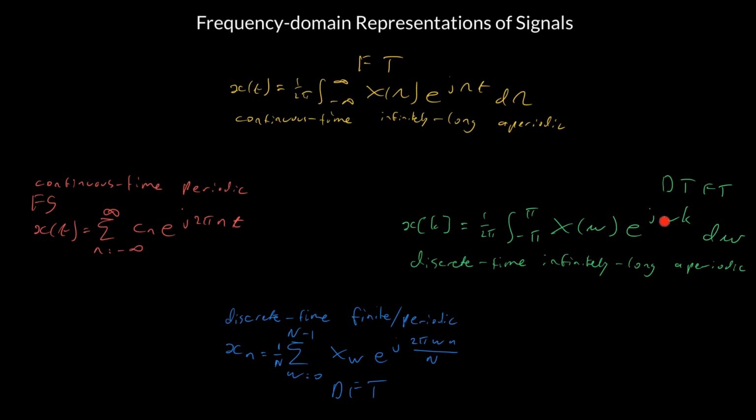Here is e to the j omega k, but k is just time, so that's basically e to the j omega t again. Down here we have e to the j. Now here we've got our time, which is n, so that's the t part, and our omega, our frequency, is given by 2 pi w divided by n. It's a sampled frequency. This is also of the form e to the j omega t. And over here, the same thing, e to the j, omega is sampled at 2 pi n times t.